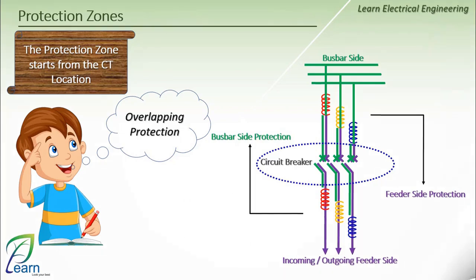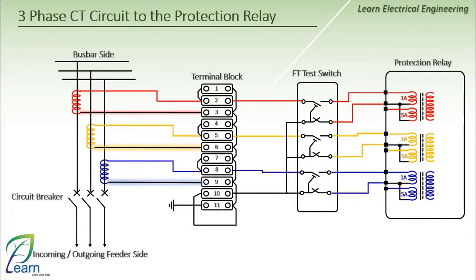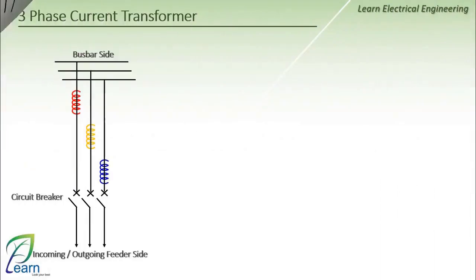Very nice. Now let's take a look together at the three-phase current transformer connection circuit to the protection relay. Our circuit consists of four main parts. Number 1, the three-phase current transformer. Number 2, the thermal block. Number 3, the test switch. And number 4, the protection relay. Alright, let's talk about the first thing, which is the three-phase current transformer, or the current transformer.